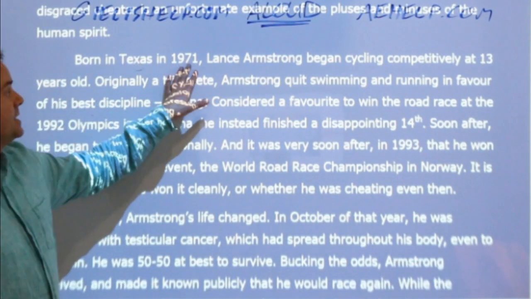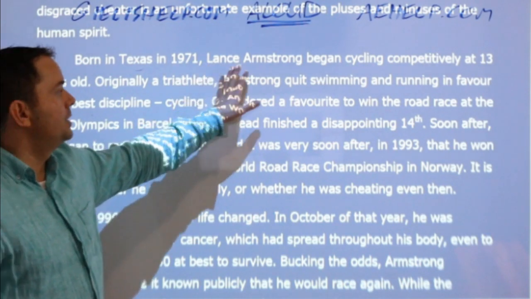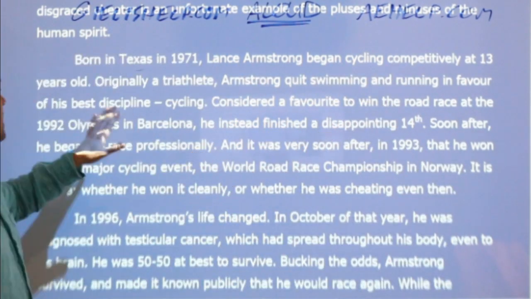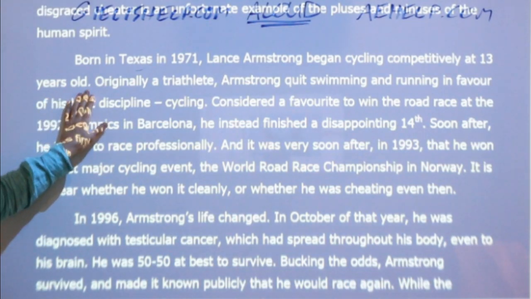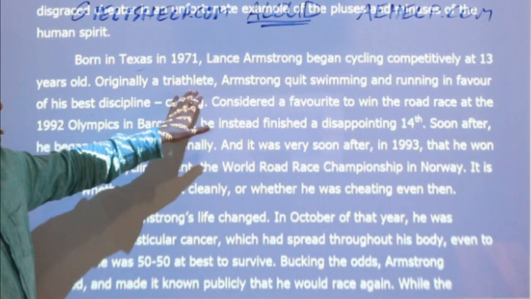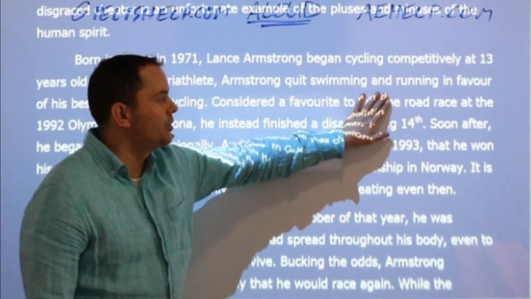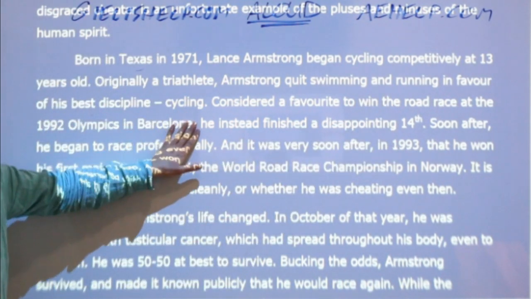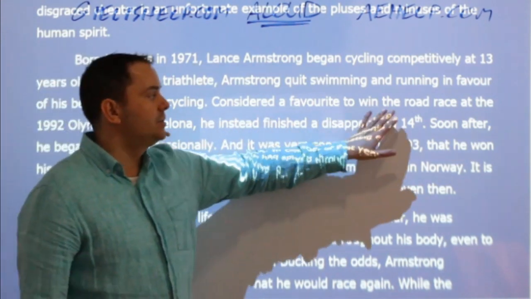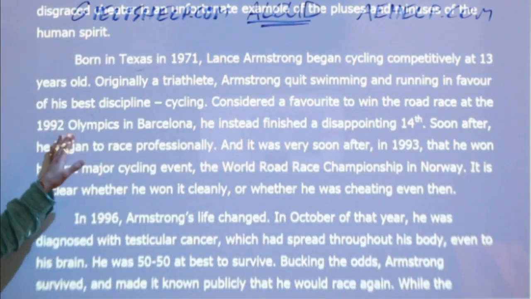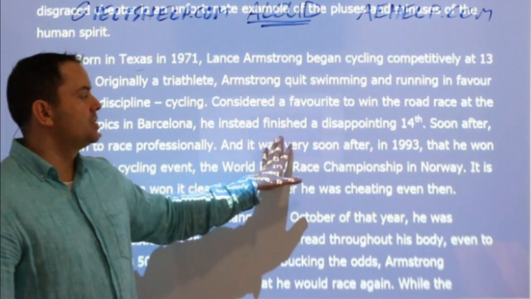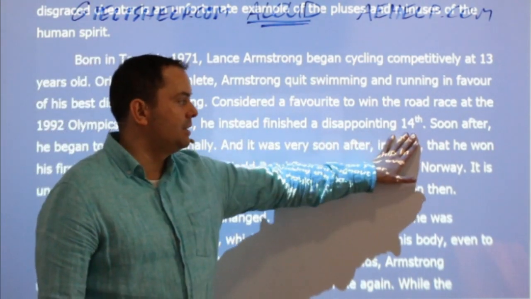Born in Texas in 1971, Lance Armstrong began cycling competitively at 13 years old. Originally a triathlete, Armstrong quit swimming and running in favor of his best discipline, cycling. Considered a favorite to win the road race at the 1992 Olympics in Barcelona, he instead finished a disappointing 14th.